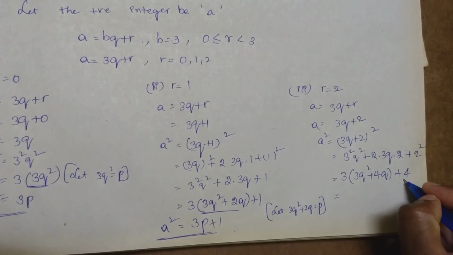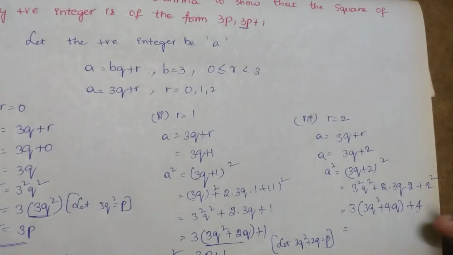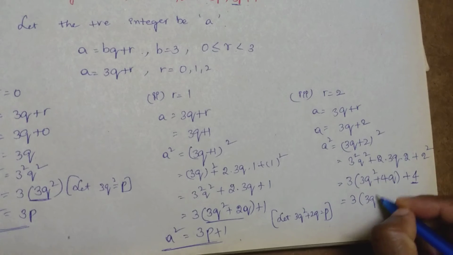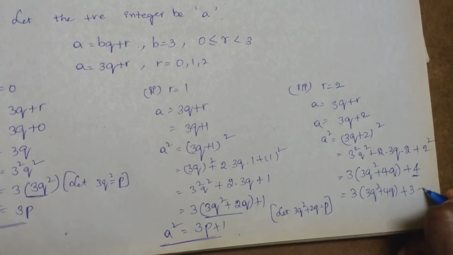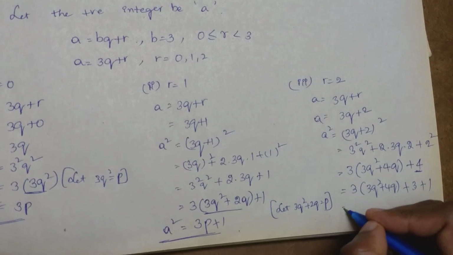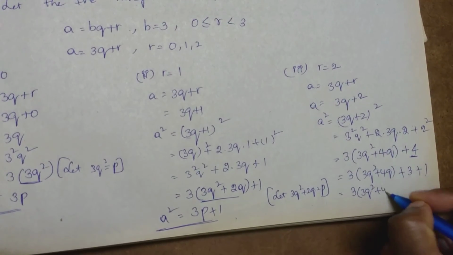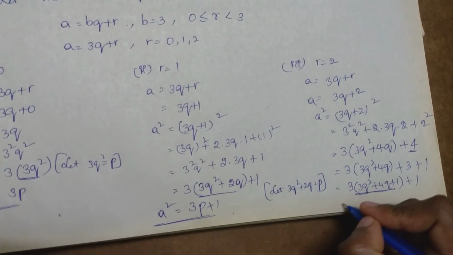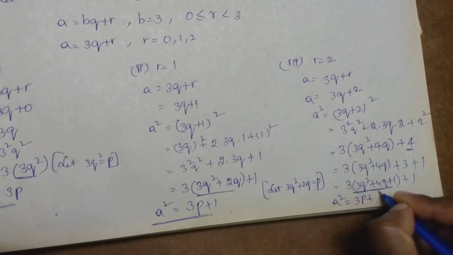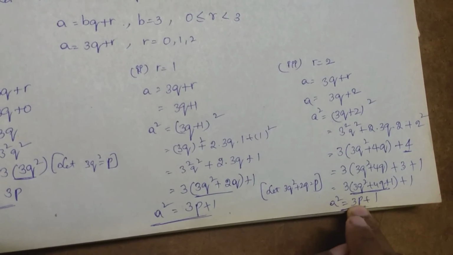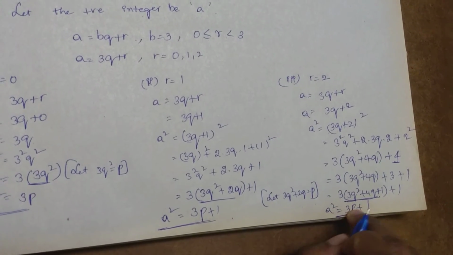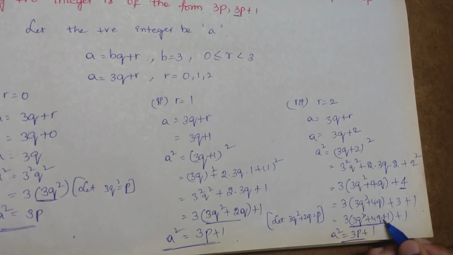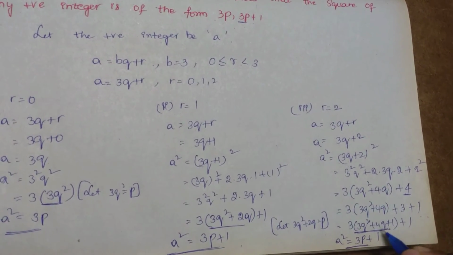It should be in the form of either 3p or 3p plus 1, so let's bifurcate 4 as 3 plus 1. In the next step, 3 into 3q square plus 4q plus 3, plus 1. Here also we can take 3 common: 3 into 3q square plus 4q plus 1, plus 1. This entire thing I am assuming as p. So a square equals 3p plus 1. In the third case also it is proved that a square equals 3p plus 1. In the exam you have to write that let p equals 3q square plus 4q plus 1. You have to write this definitely.